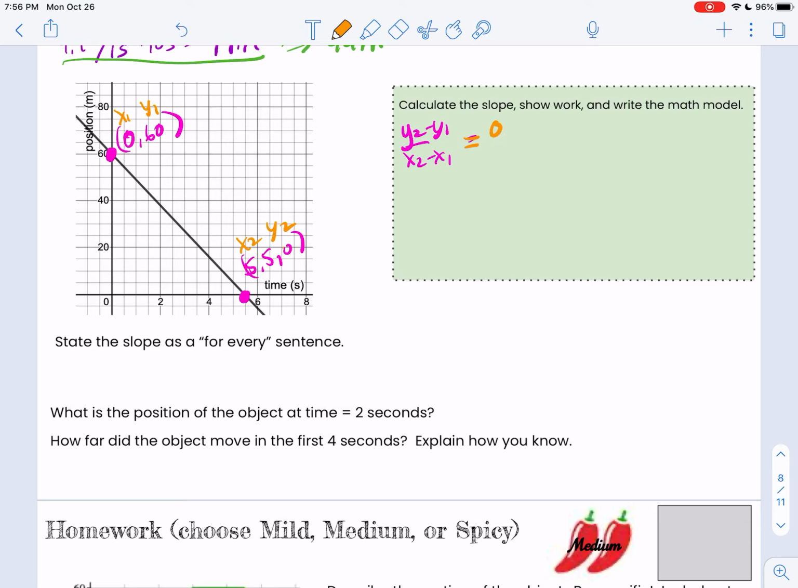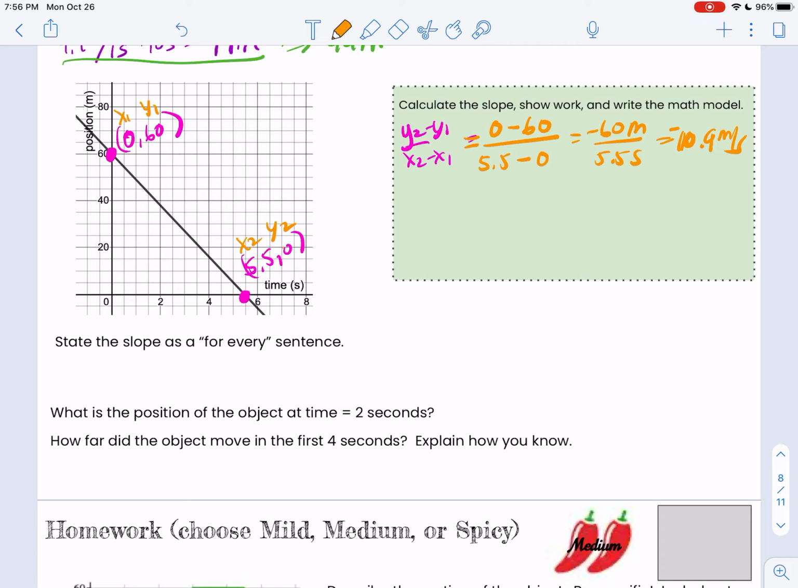So y2 is 0, sorry, y2 is 0, y1 is 60, x2 is 5.5, x1 is 0. So that's going to be negative 60 meters in 5.5 seconds. But again, we want to make this into a decimal, and that's going to be negative 10.9 meters per second. You might get something like 11. I saw some 11.1s. That's fine, as long as it's in the ballpark and I can see what point you chose.